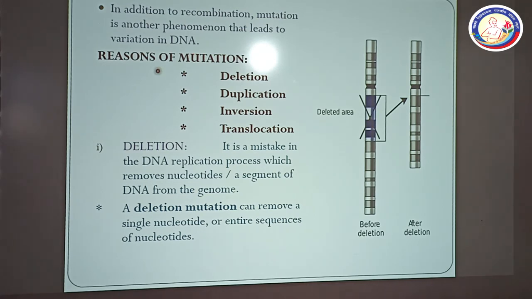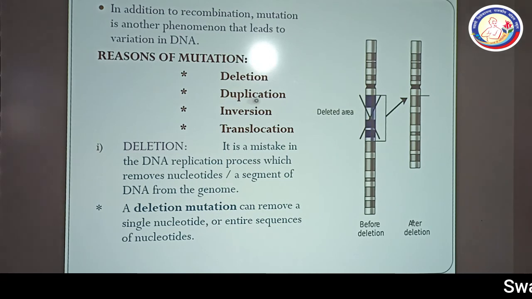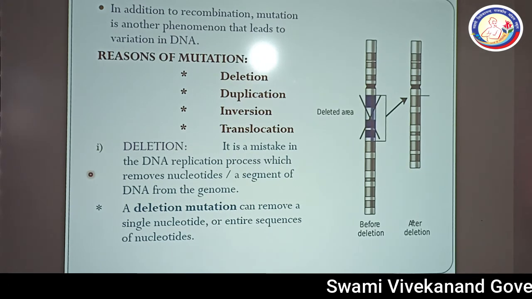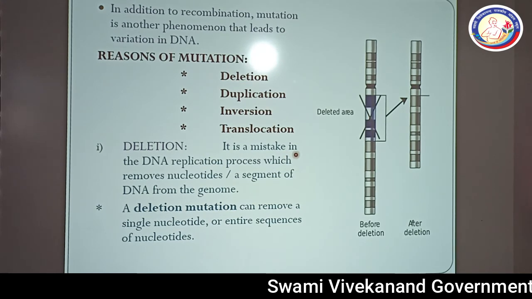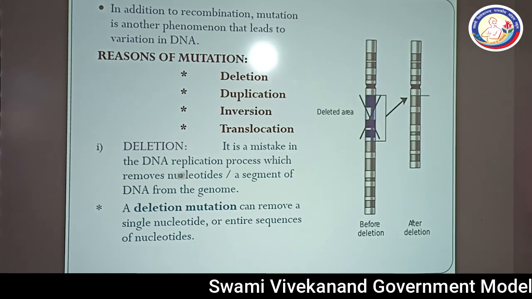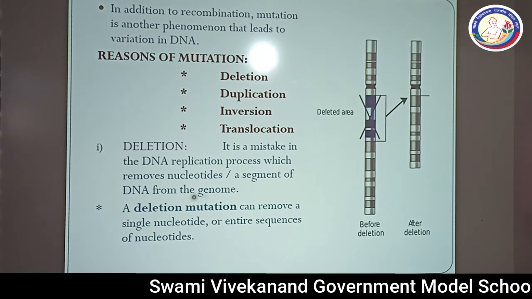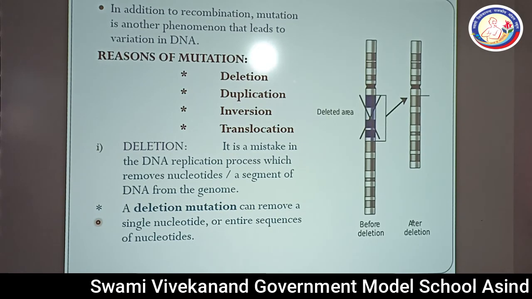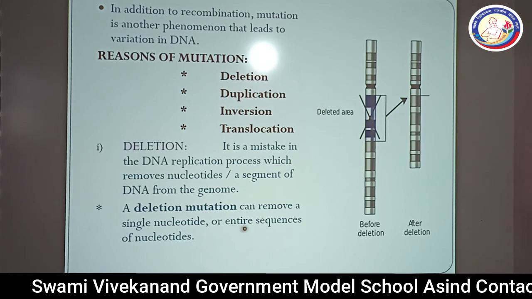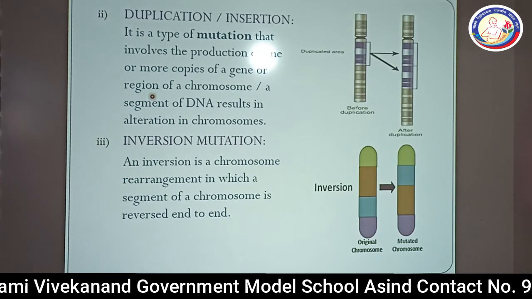Regions of mutation. What are the basic regions of mutation? There are 4 types. First is deletion, if any gene or allele or a sequence of DNA is deleted. Duplication, presence of duplicate copies. Inversion, it means the sequence is inverted. And translocation. So what is deletion? It is a mistake in the DNA replication process which removes nucleotides or a segment of DNA from the genome. A deletion mutation can remove a single nucleotide or an entire sequence of nucleotides.